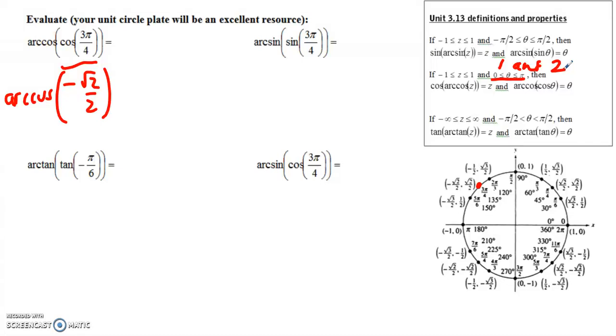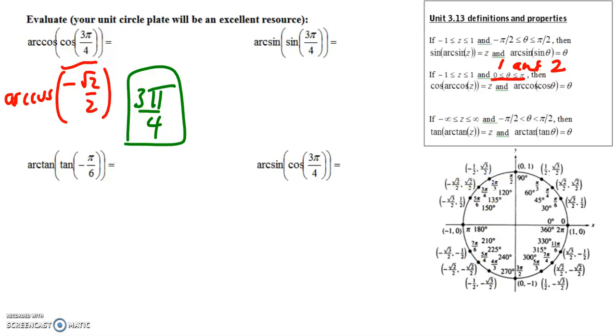So we're asking ourselves, where is the x value, at what angles is the x value negative root 2 over 2? Well, here and also here. Which one of these is in the restriction for arc cosine? Well, we're back to the original angle we started with, 3 pi over 4. This is another example where 3 pi over 4 happened to be within the restrictions already, so it seems like these just cross out, but please be careful about that.